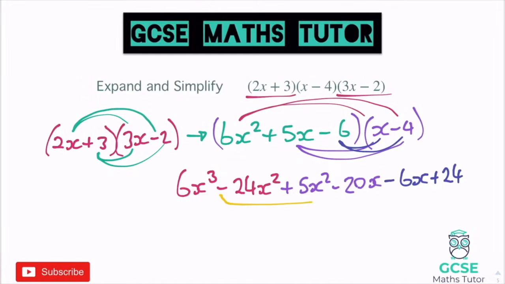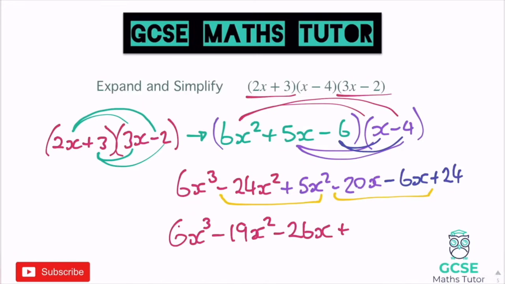So we've got the x squareds there and the x pieces here, and let's just rewrite all that nice and tidy. So 6x cubed, negative 24 add 5 is negative 19, so negative 19x squared. Negative 20 take away 6 is negative 26, so negative 26x, and then plus 24 at the end. And there's how to do that one.